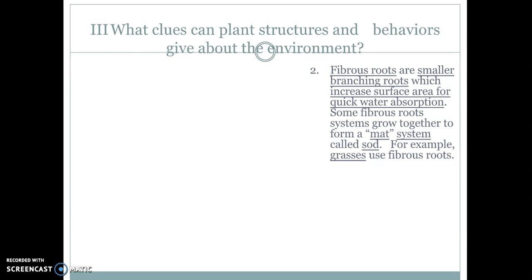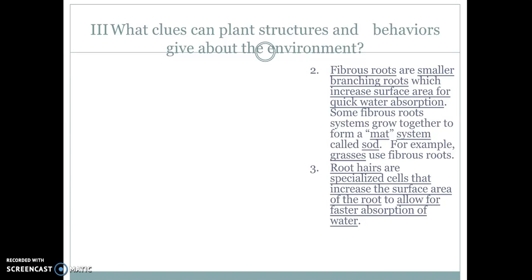Fibrous roots are smaller branching roots, and these increase the surface area and allow for quicker water absorption. A lot of them grow together to form a mat system called sod. For example, grasses use fibrous roots. Root hairs are the last bit that we'll talk about with roots. They are specialized cells that increase the surface area of the root, allowing for faster absorption of water.